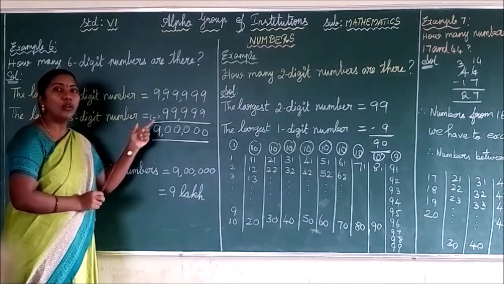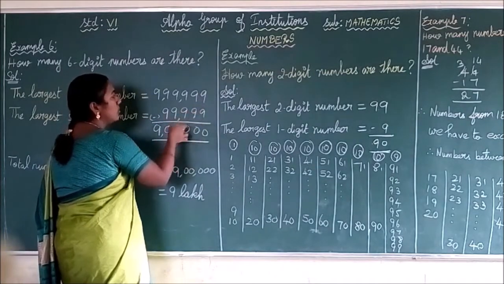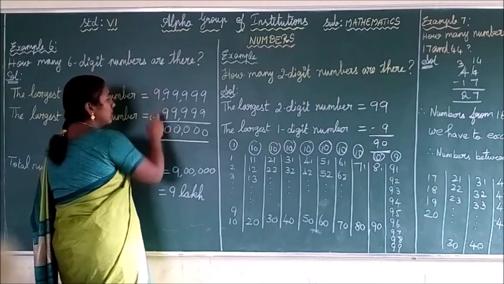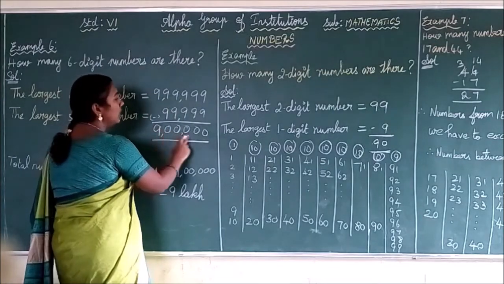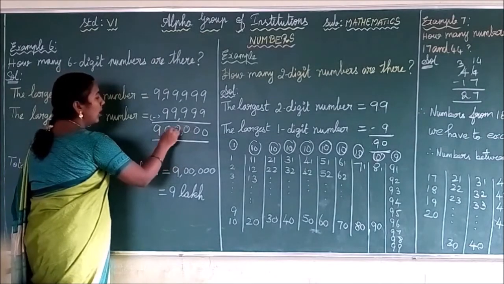Now we are going to subtract this. 9 minus 9, 0, 0, 0, 0. 9 minus 9, 0. This 9 comes down. Thus, we have 9 with 5 zeros. Now we are going to place in the commas, after 3 digits and then after 2 digits.